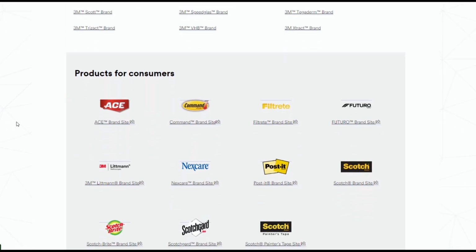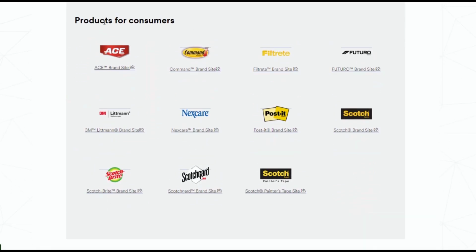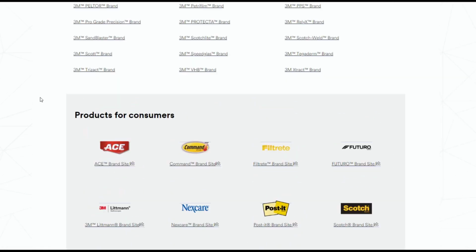After you click on their brands tab, come down to their products for consumers. These are going to be the brands that you are most suited to come across. So you think Command strips, the strips that you put behind pictures so you don't have to put a hole in your wall. Think Post-it notes, think Scotch tape, Scotch painter's tape, Scotchgard, or even Scotch-Brite. Those are just some of the brand names you're probably familiar with when you think of 3M.